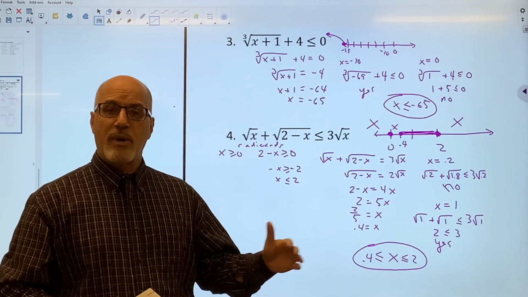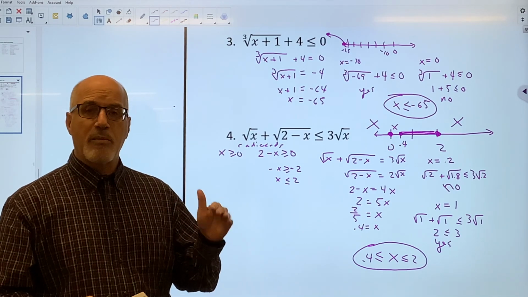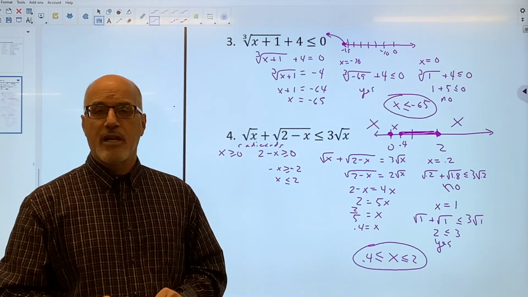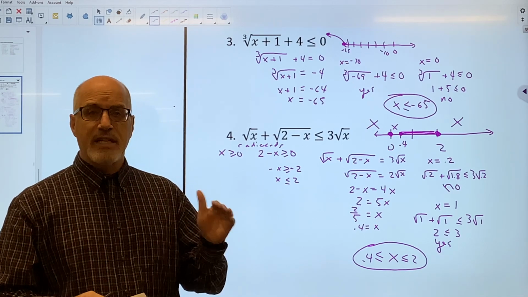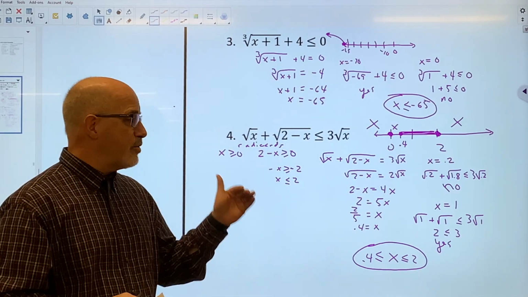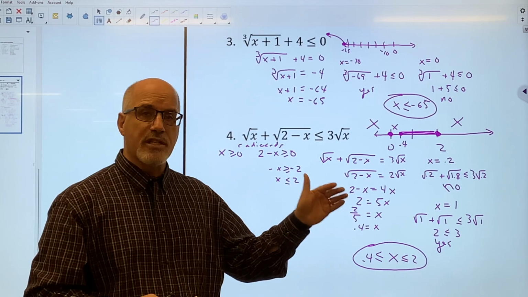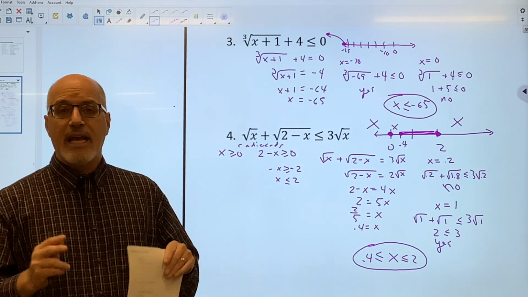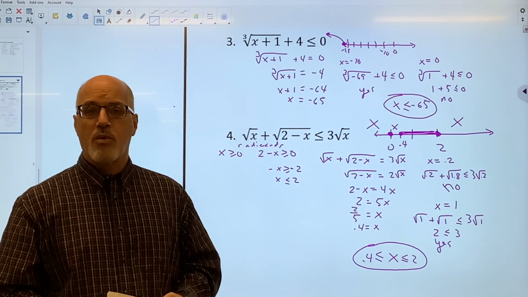So follow your steps. Apply what you know about radical equations, but remember with inequalities, first of all, test when your radicand has to be greater than or equal to 0 for an even index. Then use the equations to set up regions, test the regions to see if they work in the inequality, and then find your final inequality answer.